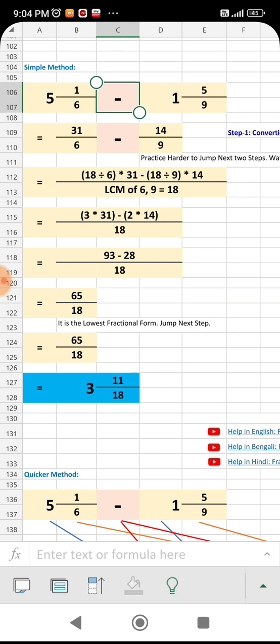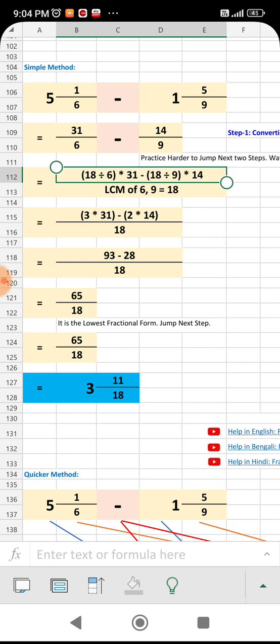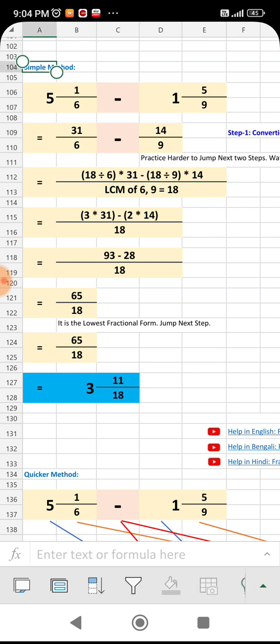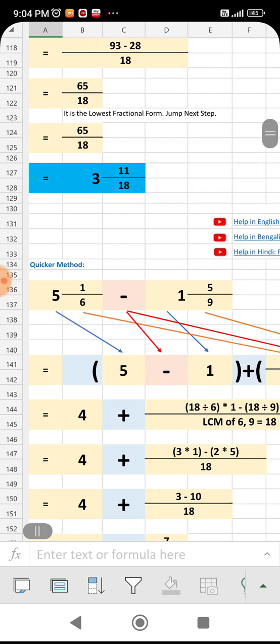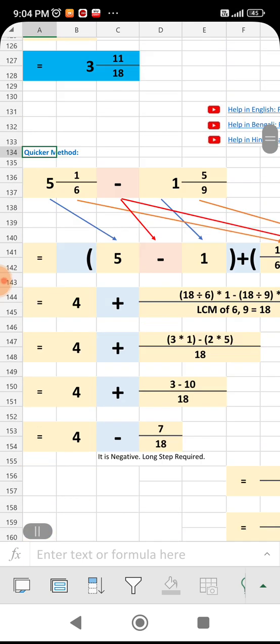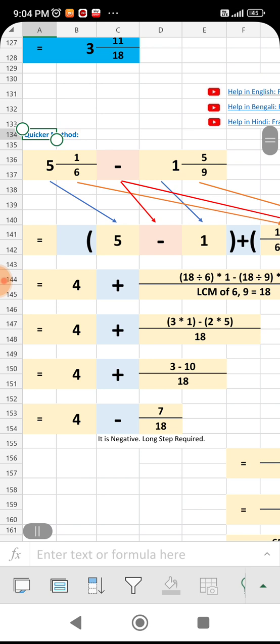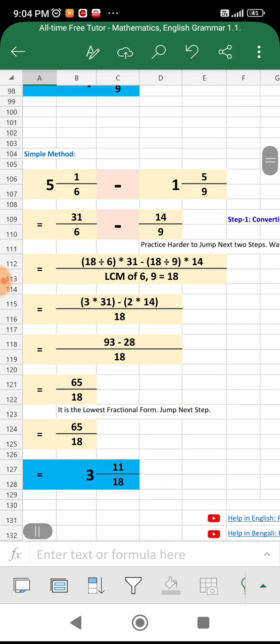Just if it is a minus, it will be minus. If it is a plus, it will be plus. Nothing more than that. There are two methods. One is the simple method, and another one is the quicker method. If you are a good student, you will follow this quicker method. And if you are a low confidence student, then you will follow this simpler method.